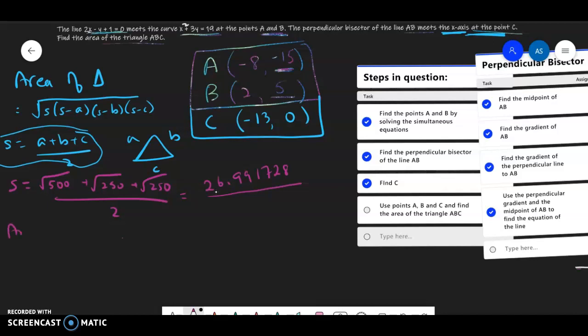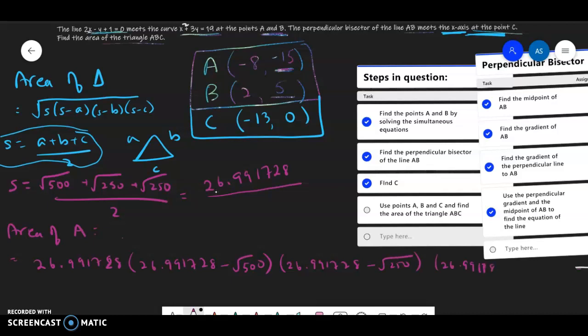So now I need to go to the area formula. Area of the triangle. Now this looks weird, but it's correct. 26.991728, sorry, times 26.991728 minus the root of 500, times 26.991728 minus the root of 250, and then 26.991728 minus the root of 250. See how easy it is to make mistakes. And we find the square root of all of this, like that.